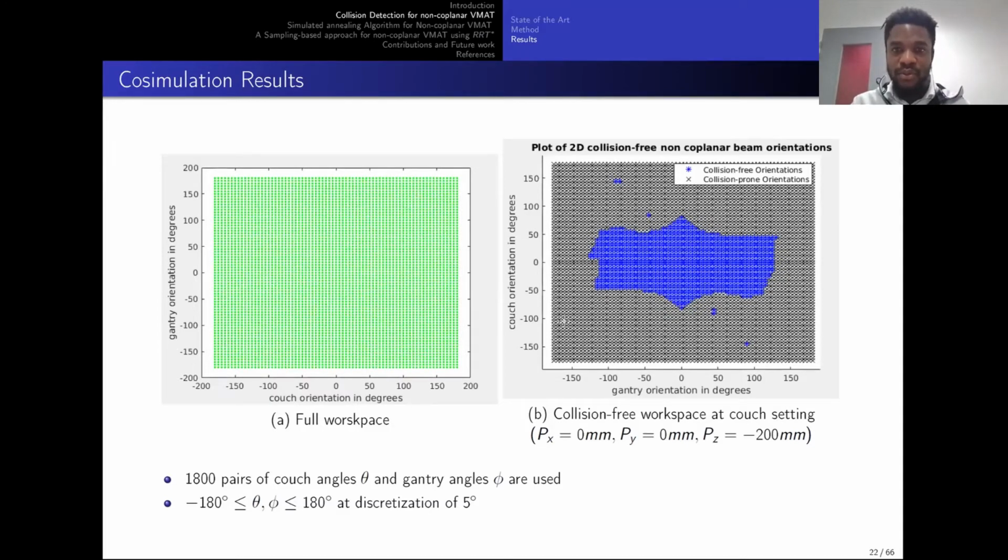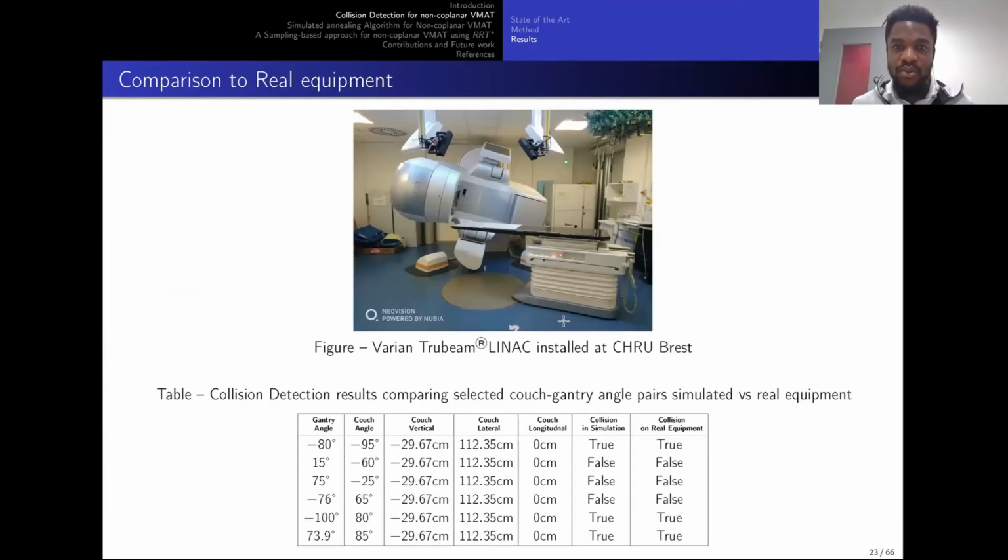So we also made this experiment using the real equipment to test if what we have done in the simulation is the same as what we get on the real equipment. So we sampled some couch and gantry orientations and checked whether the collision result that we get in the simulation in Adams and MATLAB is the same as what we get on the real equipment. So we see if there's a collision in Adams and if there's a collision in the real equipment at the same time. And generally, the results show that the simulation and the real equipment agree.